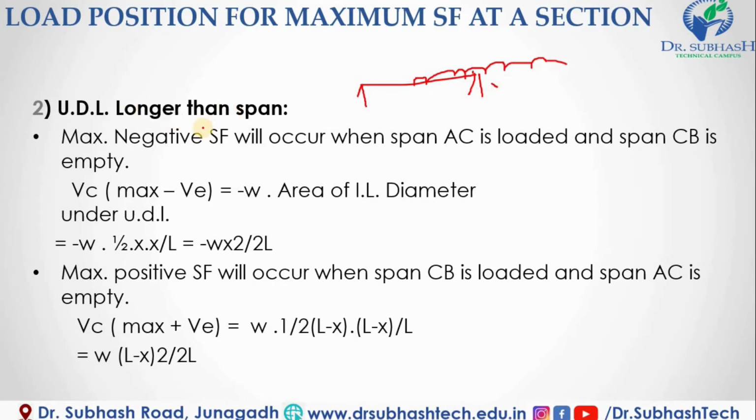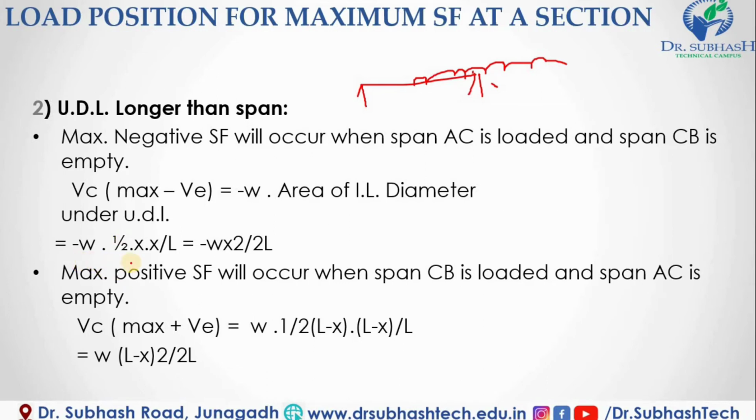So the UDL is longer than the span. Then what should be done? The maximum negative shear force will occur when span AC, because that is the positive value, should be loaded, and span CB should be empty. So what should the maximum negative value be? Then minus W, the intensity of UDL multiplied by the area of the ILD diagram, that we already have to do. This is the intensity of minus UDL, small w.